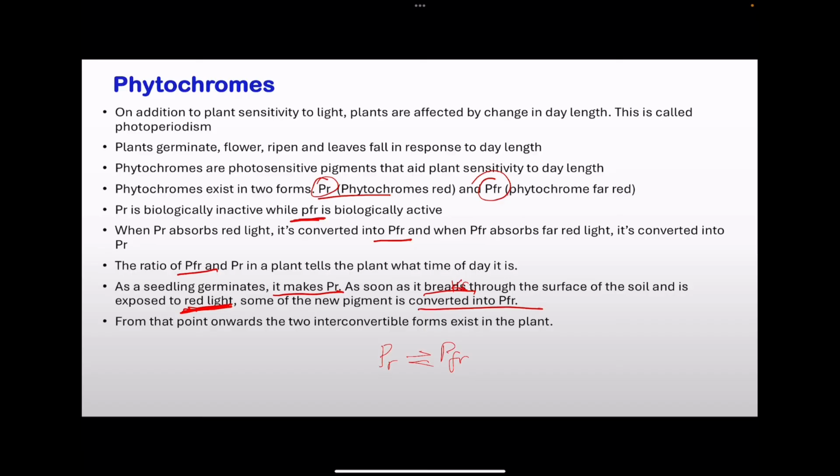Sunlight contains more red light in comparison to far red light, so during the day, most of the phytochrome in the plant is going to be far red, or in the PFR form, because red light is going to be absorbed by PR to be converted into PFR. And if the night period is long, then all the phytochrome is converted back into PR.